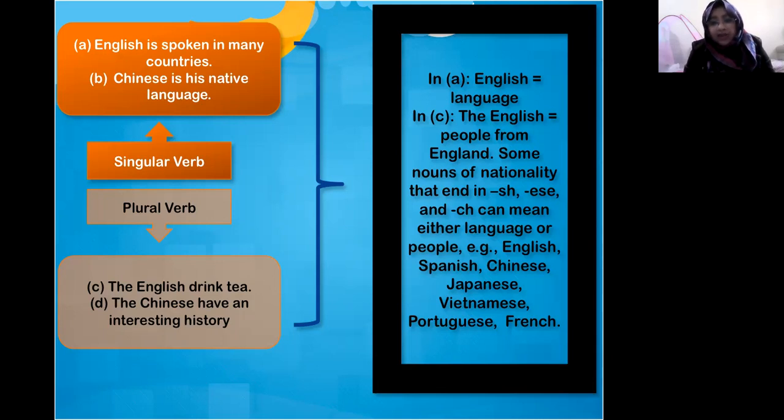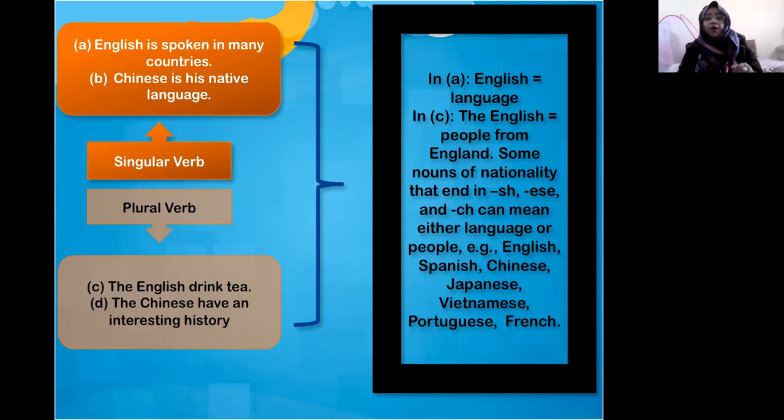Okay, so that is why here we use, like, the English drink tea. The English means the entire people who live in England, and so it is considered plural, and therefore we will use a plural verb. The Chinese have an interesting history, right? So if you say the Indians have, it's quite clear that the people who live in India are called Indians, so it is plural, so we are using a plural verb. But in such countries, like English, Spanish, Chinese, Japanese, Vietnamese, Portuguese, French, they are named the same as their language.